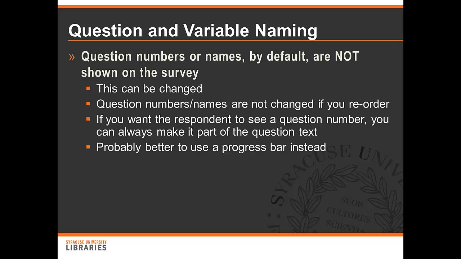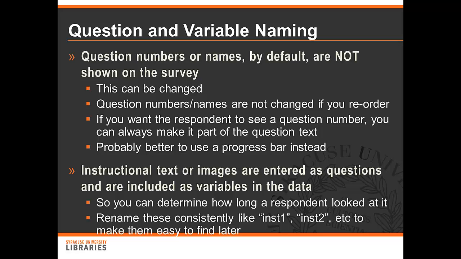Question numbers or names by default are not shown on the survey. This of course can be changed, but if you have changed the number to a name, the respondent will see the name. Also, if you reorder the questions, the question numbers or names are not adjusted, so they will appear out of sequence. So if you really want the respondent to see a question number, you can always make it part of the question text. For these reasons, it's probably better not to let the respondent see the actual question numbers as they are in Qualtrics, and use a progress bar instead to let the respondent know how far along they are in your survey.